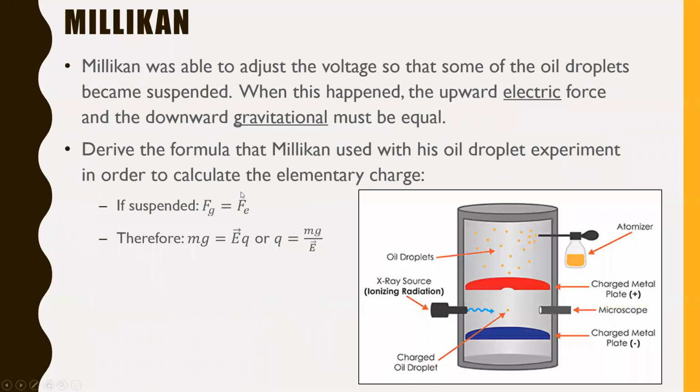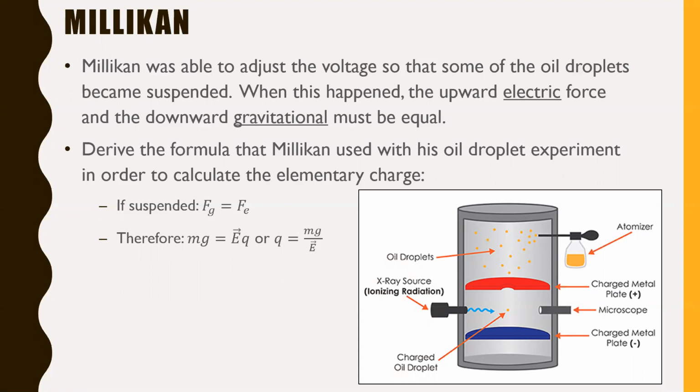That picture right there shows what the experiment looks like. I think that's the exact same one I showed you before. But Millikan was able to adjust the voltage so that some of the oil droplets became suspended. In other words, they were just floating there. When this happened, the upward electrical force and the downward gravitational force must be equal.